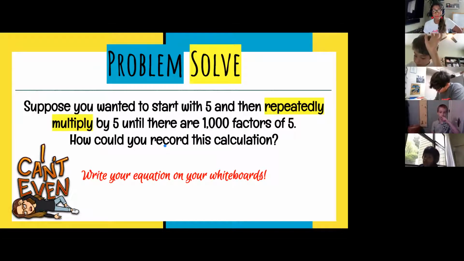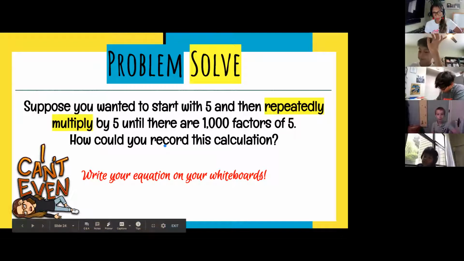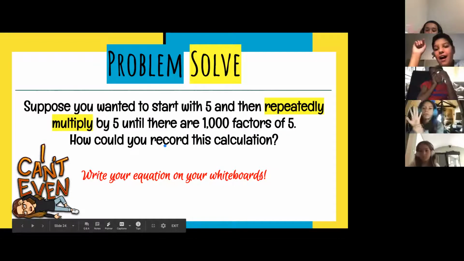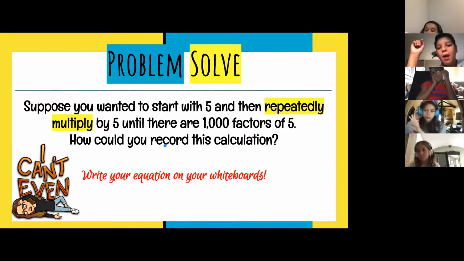125. And then I'm going to have to keep multiplying by another 5, 1,000 times. Now that you understand how the pattern goes, don't you think we're still going to be here all day writing this out?